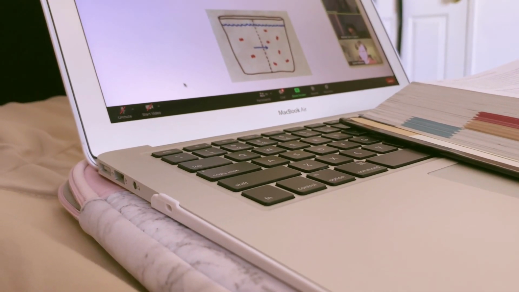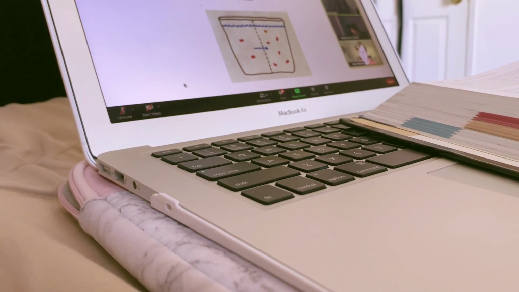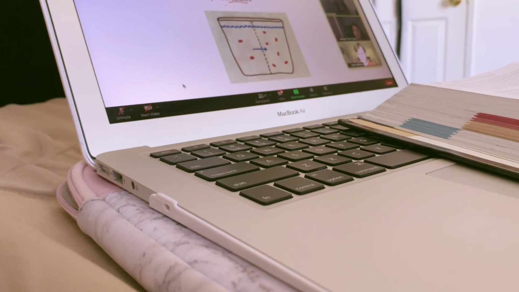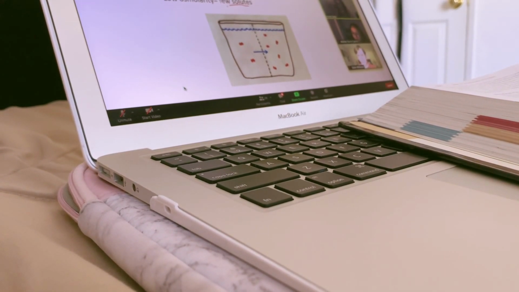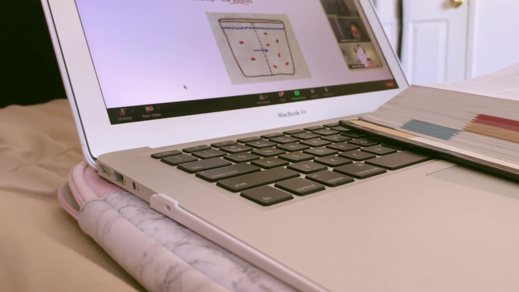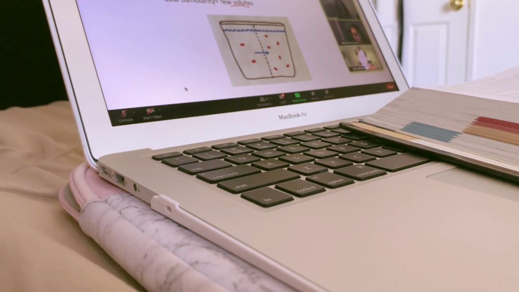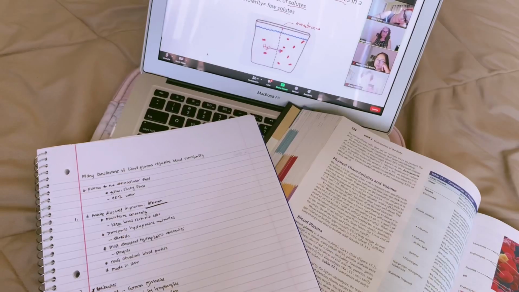A solution with high osmolarity is going to have a lot of solutes. The solution with low osmolarity is going to have a few solutes. And the reason we care about this is because water always moves towards the area of high solute concentration.